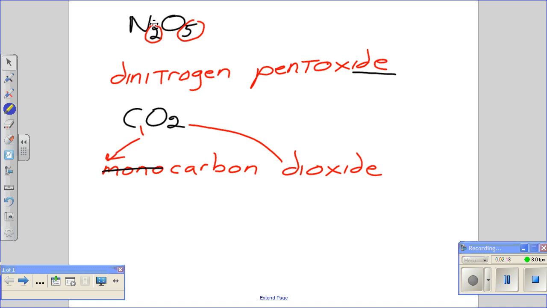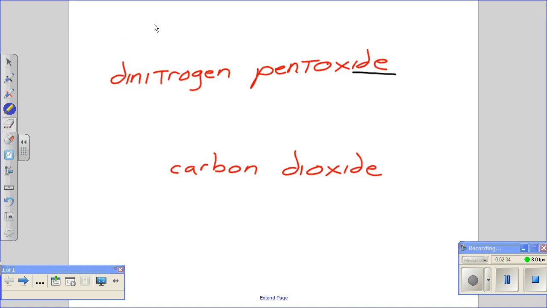But what if instead of giving you the formula and asking you to name it, you were given the name and asked to write the formula? Well, let's take a look here. Let's get rid of the mono, and then let's get rid of this formula. So let's write the formulas now for these names.